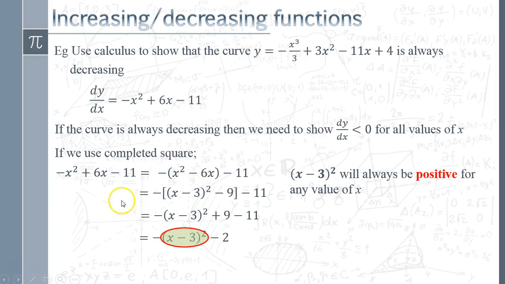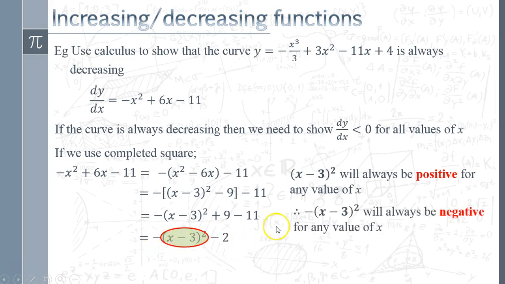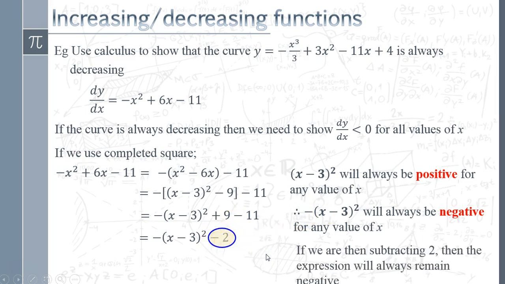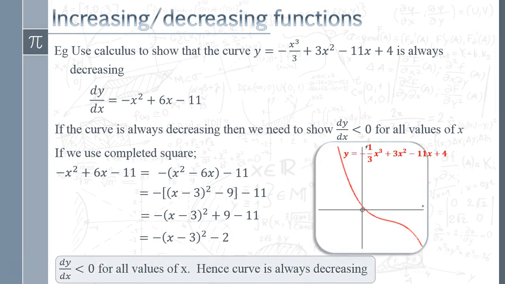What that means is, because I've got a minus here, that thing there, minus x minus 3 all squared, is always going to be negative. And if that bit's negative, I'm then taking away a number. So I've got a negative, take away another negative. That means our expression is always going to remain negative. So what we've done there is use a kind of logic argument, and we've clearly demonstrated that the gradient function is always less than 0. So the curve is always decreasing, and I've put up a sketch of it there so you can see clearly it is always going down. The gradient is always negative.